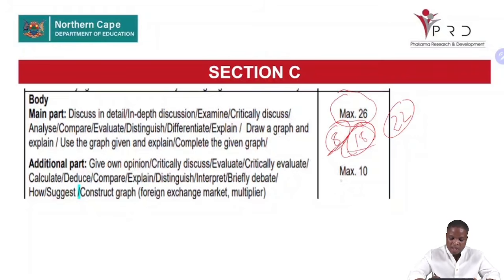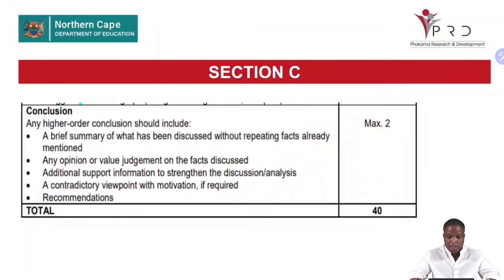Right, then we have the additional part. This one is your higher order. You'll be asked to evaluate, to give effects, to critically evaluate, to calculate, right? So it's a higher order question. They can ask you anything. This one requires you to think critically when you are responding. Then you have your conclusion. It's a higher order question as well. You need to conclude on a higher note. You need to sum up your information without repeating what you've written in other parts. Then that will be your 40 marks.